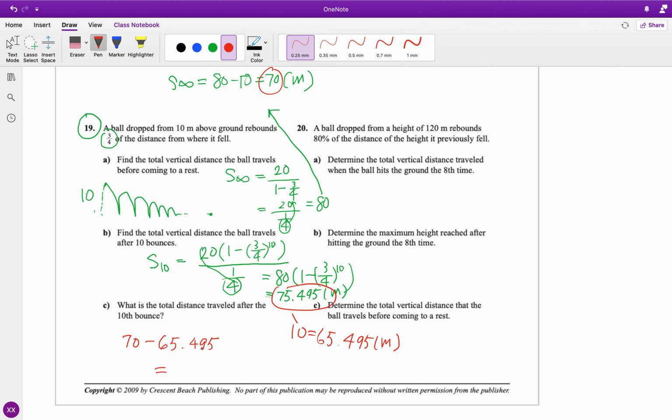I didn't even calculate this. Yeah, I didn't even calculate this number. So whatever this number is, you just use your calculator to calculate, and this many meters. All right.